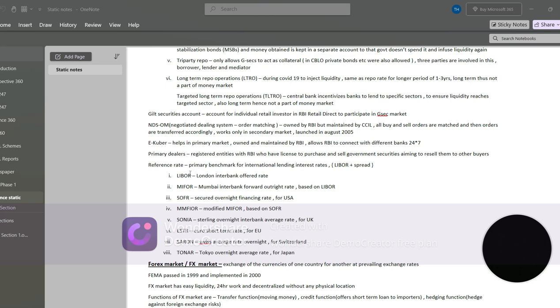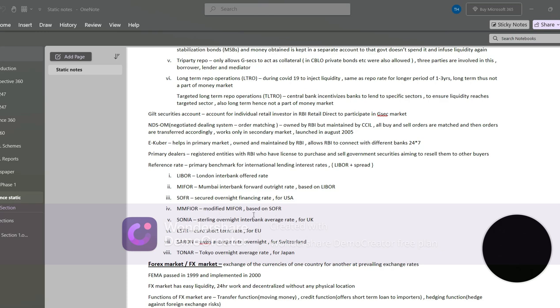LIBOR was the London Interbank Offered Rate, MIFOR, Mumbai Interbank Forward Outright Rate. In India, I think MIFOR was used, which was basically calculated based on LIBOR. Since LIBOR was involved in some scam, MIFOR was also scrapped. SOFR is Secured Overnight Financing Rate. This is used in the USA, and MMIFOR, modified MIFOR, is based on SOFR.